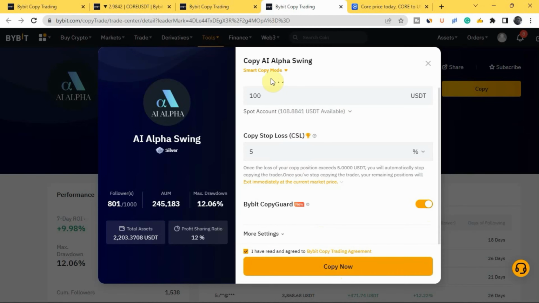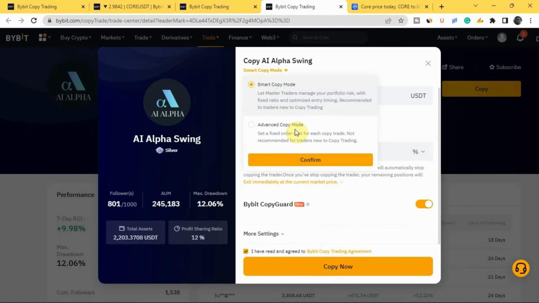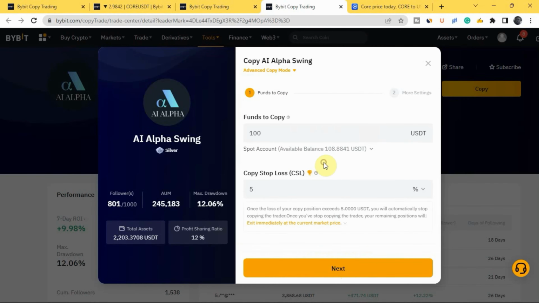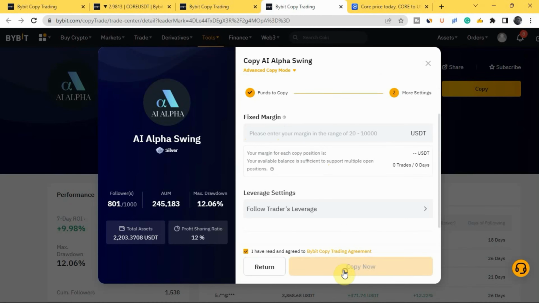Now, let's say, for example, you want to use the advanced copy mode. Just come here and tap on advanced copy mode and tap on confirm. And once you tap on confirm, you will enter the amount of money or funds that you want to use to copy. So I'll leave it at $100 again. And then you enter your copy stop loss, which is 5%. And once you've done that, you tap on next.